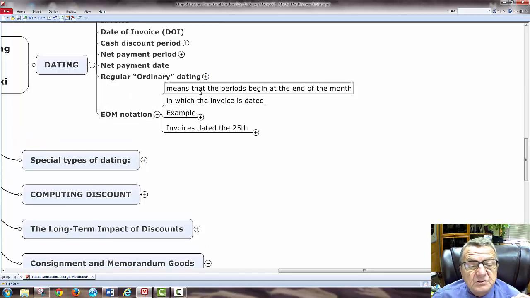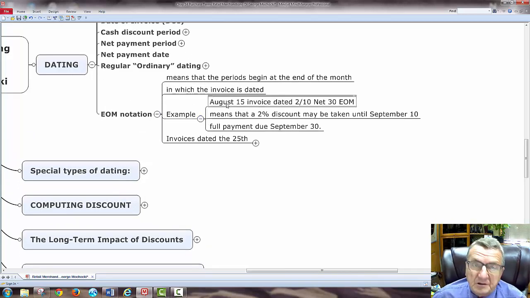End of the month notation means that the period begins at the end of the month in which the invoice is dated. Here's an example. End of the month, August 15th. Invoice dated 2/10 and net 30. End of the month means that the 2% discount may be taken until September 10th. Remember, this is at the end of the month, September 10th. All right. Payment is due by September 30th.